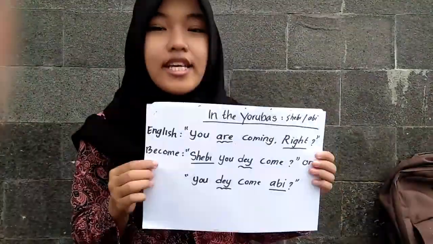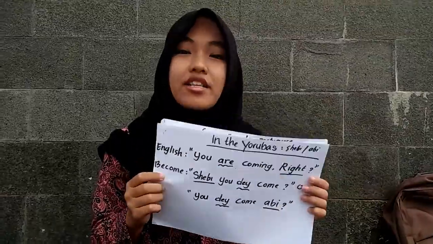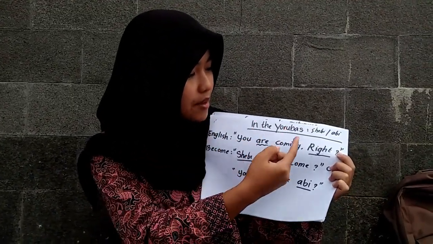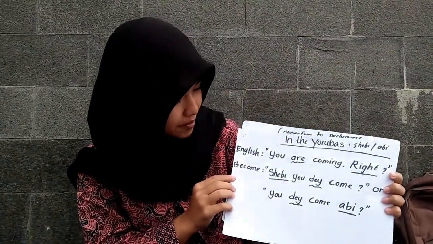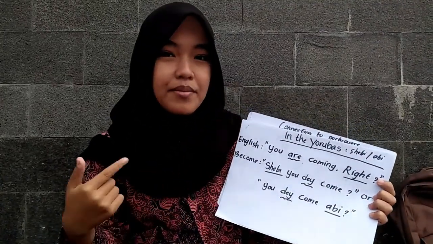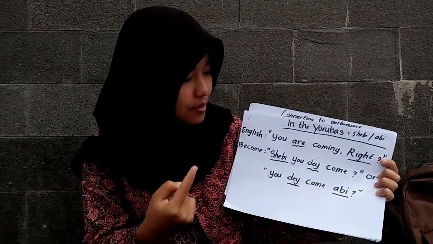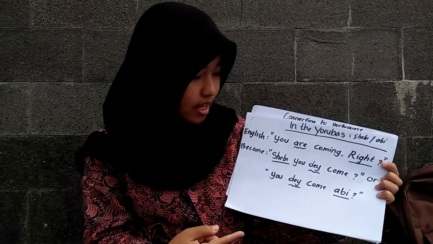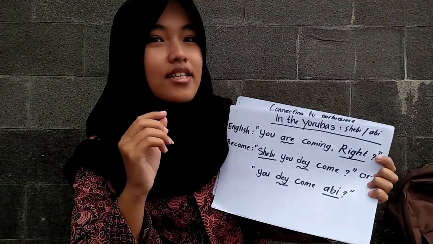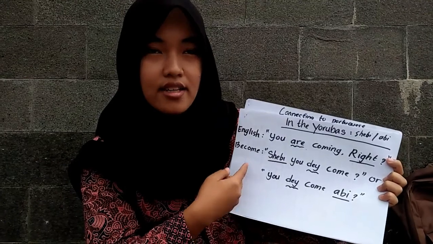Okay guys, this is the example of variation in Nigerian Pidgin. For example, in the Yoruba city, the word is sebi or abi. Look at the example. In English, you say you are coming, right? But in Nigerian Pidgin, in Yoruba, the sentence is sebi, you they come, or you they come abi. So you can change the statement to the beginning of the sentence or the end of the sentence.